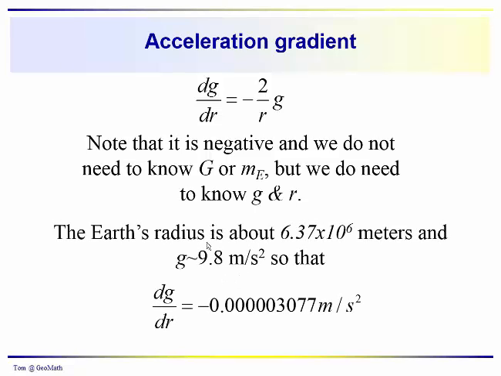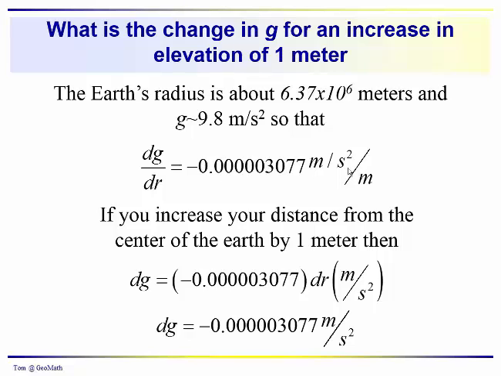So taking a look at what that value would be, substituting for the radius of the Earth of 6.37 times 10 to the 6th meters, and g of 9.8 meters per second squared, we get dg/dr is equal to minus 0.000003077 meters per second squared. I should have put per meter in there. This is dg/dr. So this would be 3.08 times 10 to the minus 6 meters per second squared per meter. And I've got it over here. I've just left it in this decimal form. We typically write it as 3.08 times 10 to the minus 6 meters per second squared per meter.